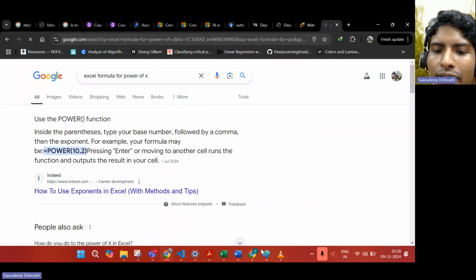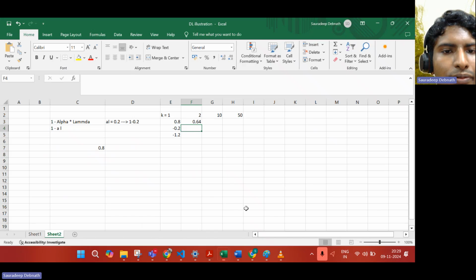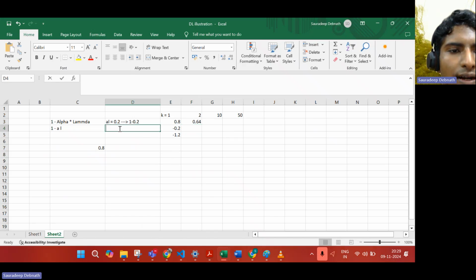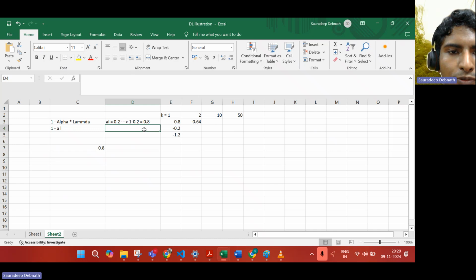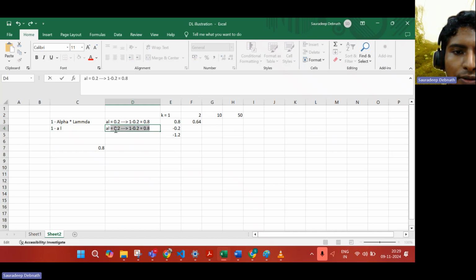Okay, cool. So assume the learning rate into lambda is 0.2, then the entire thing becomes 0.08. And for the negative case, suppose alpha lambda is equal to 1.2, then the entire thing becomes minus 0.2. I hope you are following.